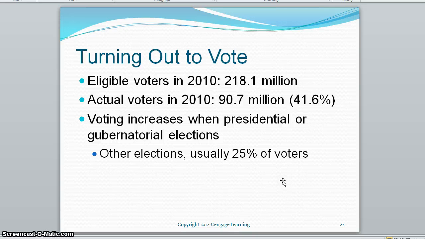Voter turnout in 2010: about 41% of the eligible population turned out to vote. When voter turnout is low in a presidential election year, the winner of the nation's highest office could be chosen based on the opinions of only 1/4 of eligible voters.